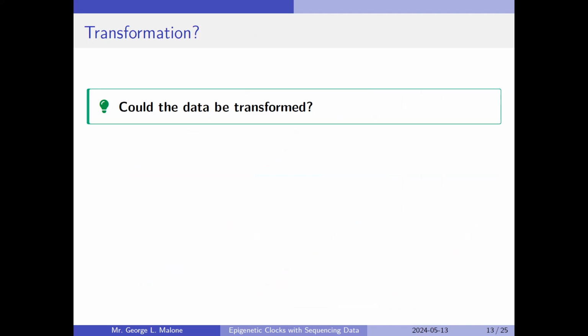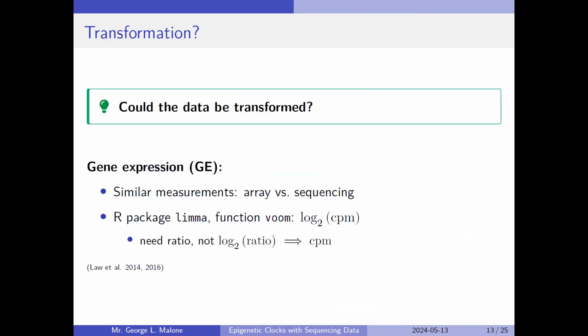Transformation. Gene expression is a related field in epigenomics, which has seen a similar trend towards sequencing data. And the sequencing data also count data like sequencing. Function boom, our package lemma, uses a transformation called log2 count. Gene expression.